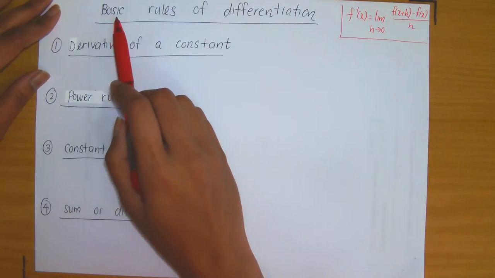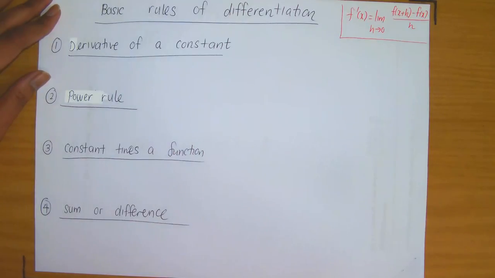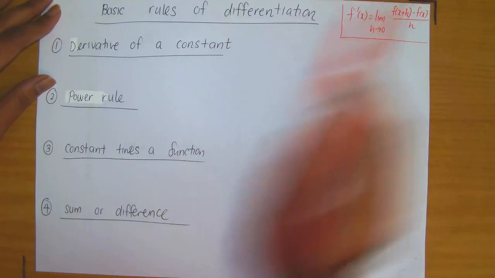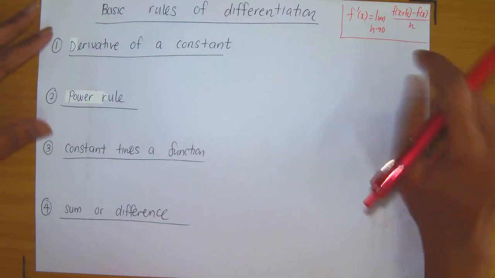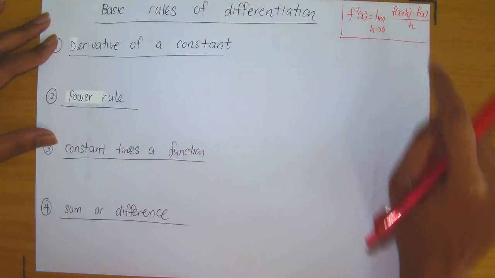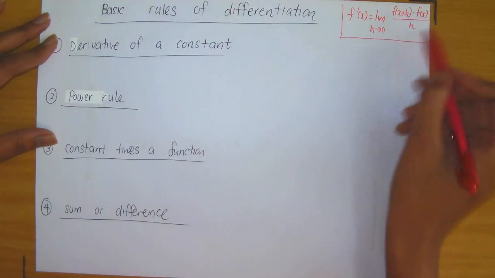Today we are going to be discussing the basic rules of differentiation, and each of these basic rules can easily be derived from the first principles formula. But of course the basic rules of differentiation will now make your computation easier, since you wouldn't have to go through the tedious process of computing the limit of that expression.